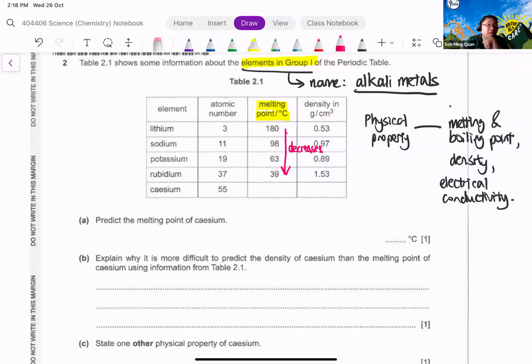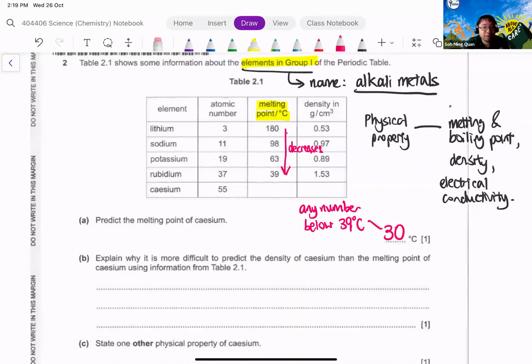So what is the melting point of cesium? Obviously, because it's decreasing, you need to suggest a number that is lower than the previous number. The last number here is 39 degrees, which is for rubidium. So cesium, which is below rubidium in group 1, should be lower than 39. So what number do you suggest? Any number below 39 is fine. Having said that, choose something logical. You are really looking at any number below 39 degrees.